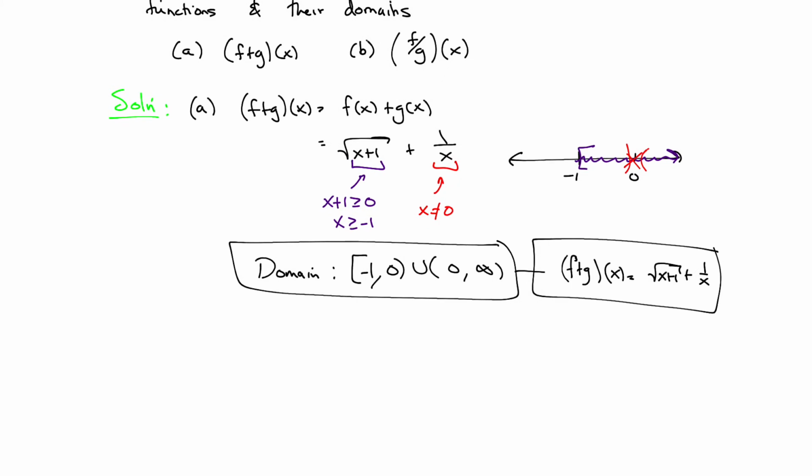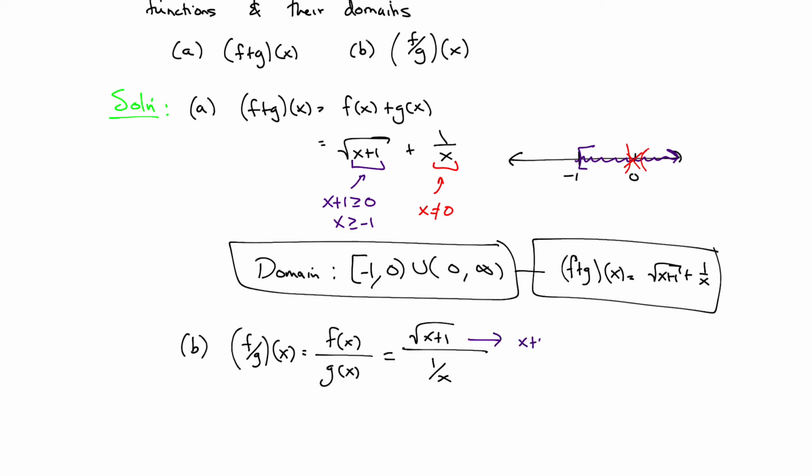Part B. Part B is f divided by g of x. So that's f of x over g of x, which would be the square root of x plus 1 all over 1 over x. Now, we're not going to simplify first. We're going to first find the domain. So from the numerator, we know that x plus 1 has to be greater than or equal to 0, which we already solved to be x is greater than or equal to negative 1.